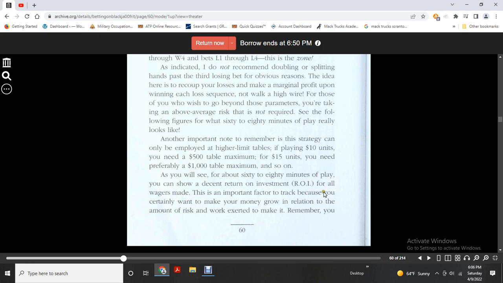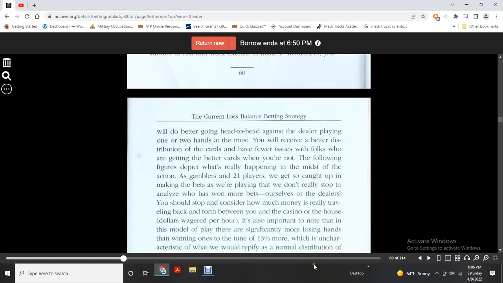This is an important factor of the tracking because certainly you want to make your money grow in relation to the amount of risk exerted to make it. Remember, you will do better going head-to-head against the dealer, playing one to two hands at the most, and receiving the better distribution of the cards, having fewer issues with the folks who are getting better cards when you're not.